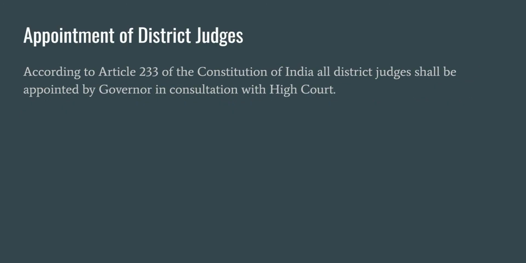Now we will discuss the appointment of district judges. According to Article 233 of the Constitution of India, all district judges are appointed by the governor in consultation with the High Court. So here it is written that the governor is the main person who appoints the district judges, but he appoints in consultation with the High Court.